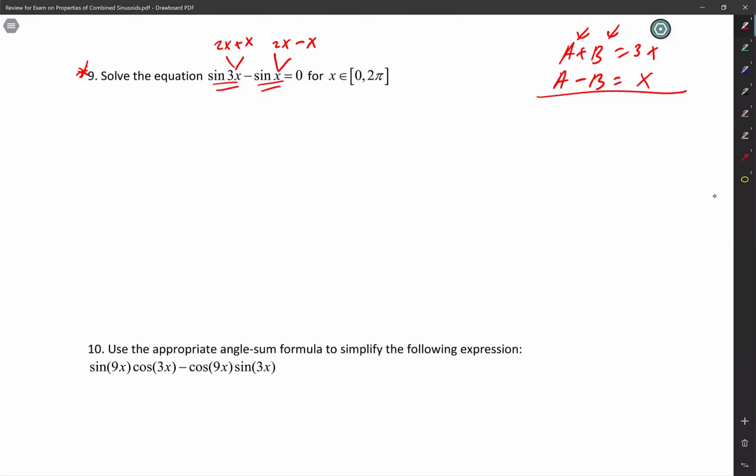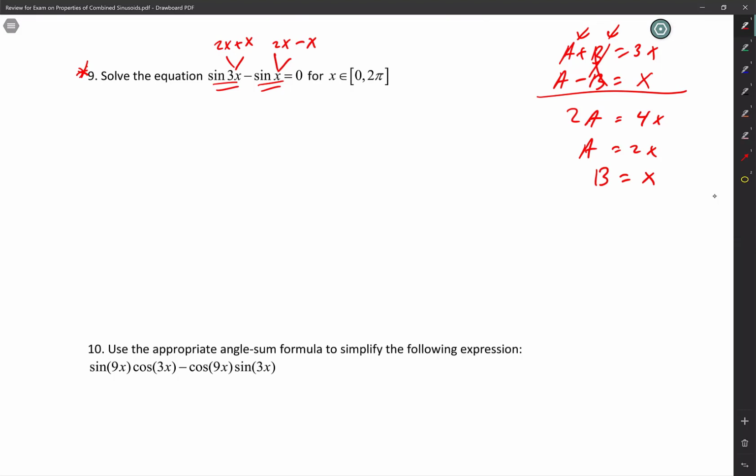If you do it the opposite, it'll still work. It's just that you're making life more complicated. So 2a equals 4x. The b's cancel out if you add them up. So that means a equals 2x. And as soon as you get one of them, you'll get the other one. So that means b has to equal x.